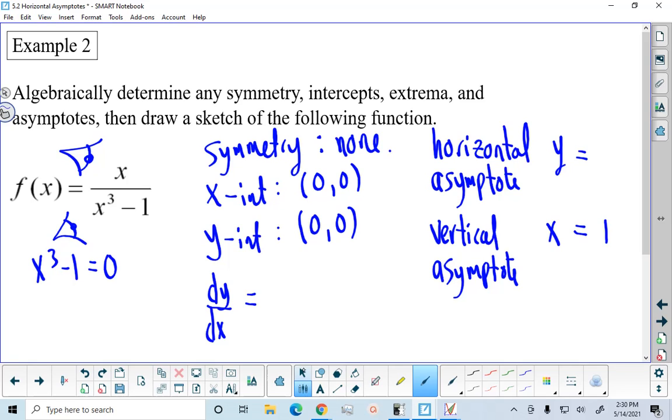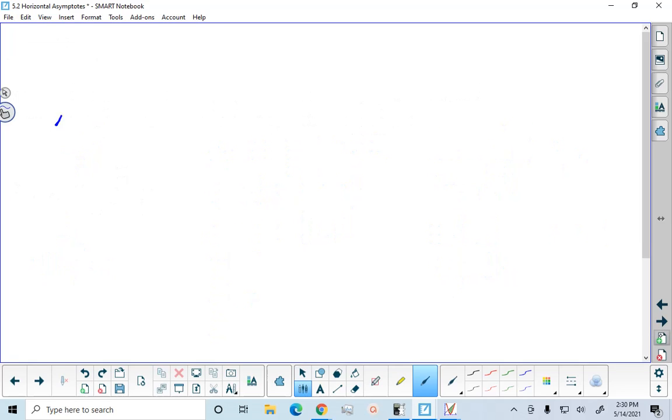Whether you solve x cubed minus 1 equals 0 by factoring it using a difference of cubes, or whether you just move the 1 over and take the cube root, I don't care. You get x equals 1. Horizontal asymptote, we want to find the limit as x approaches infinity of x over x cubed minus 1.